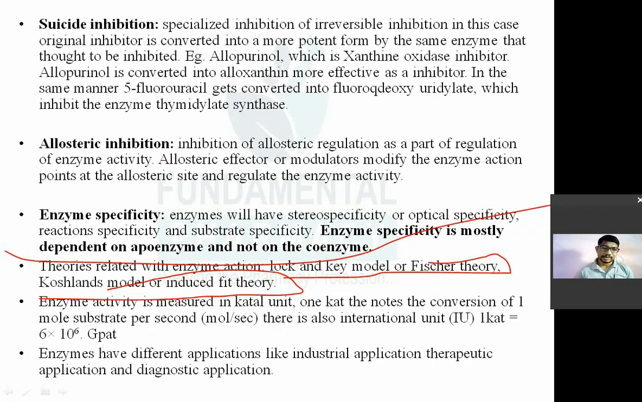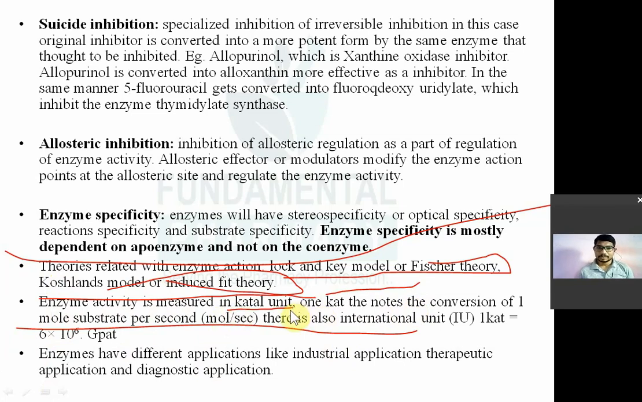Enzyme activity is measured in one unit known as a katal. Enzyme activity measure करने का एक unit होता है known as a katal. One katal is nothing but the activity of enzyme that converts one mole of substrate per second. Katal unit होता है enzyme activity का, याद रखो.